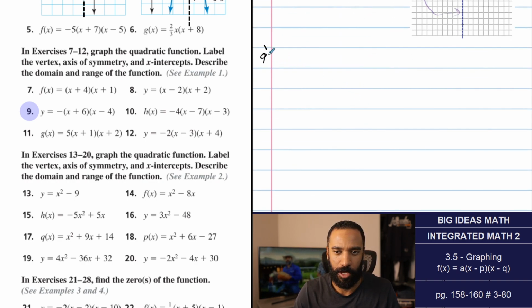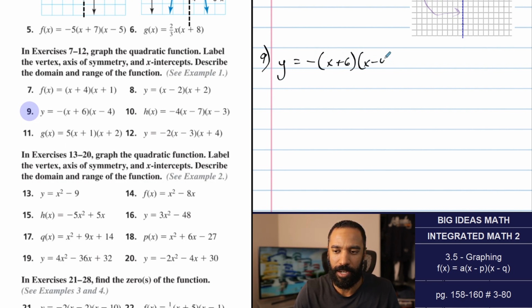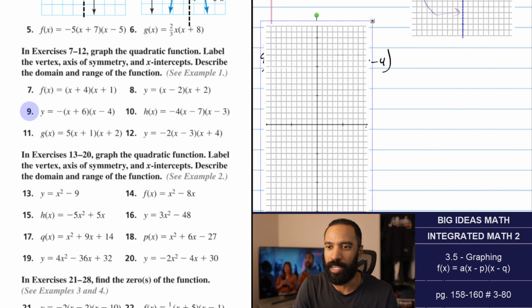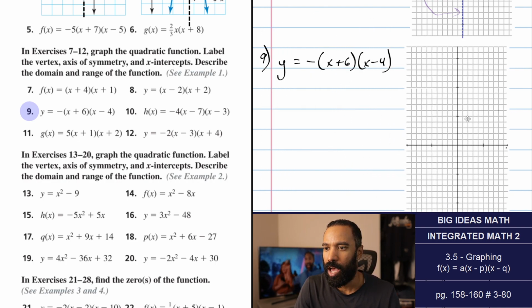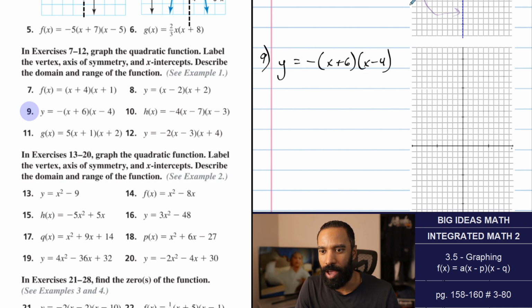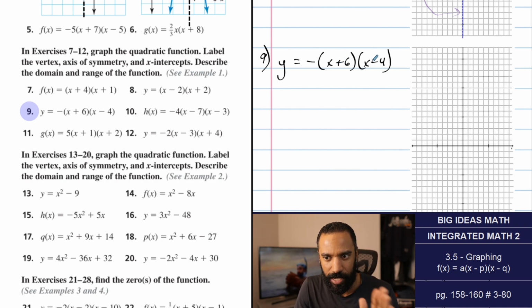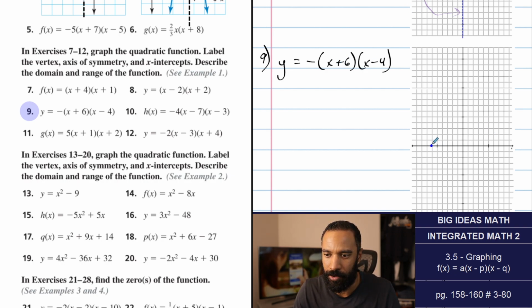Okay, number 9. Still in factored form. Looks like we're going to stay in factored form for this whole set. So we got y equals negative x plus 6 times x minus 4. Let's begin with the x-intercepts. This time I'm going to label them when I hit the graph. So our x-intercepts will be -6 and +4. So I'm going to hit those right now. x equals -6, x equals +4. So x-intercept of -6, 0, and then 4, 0.